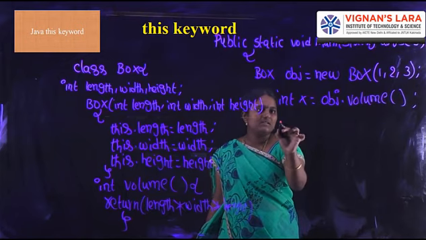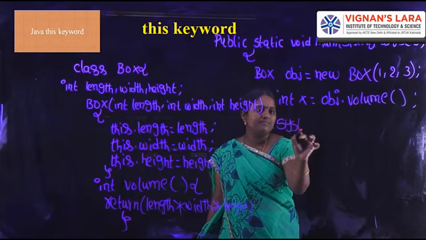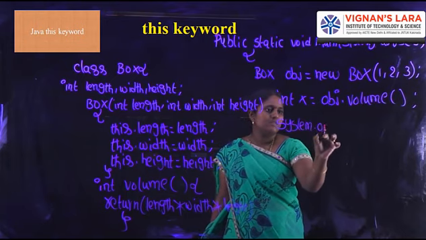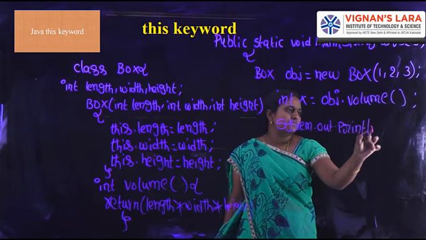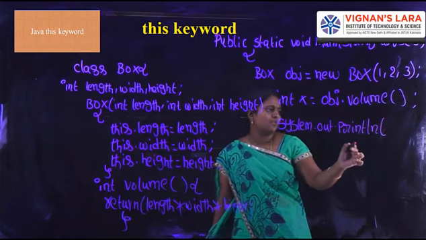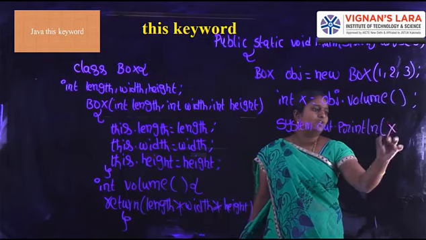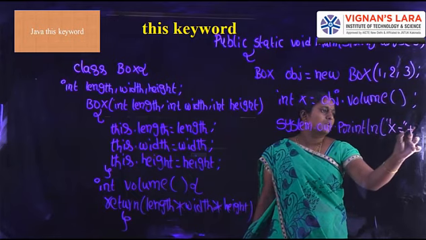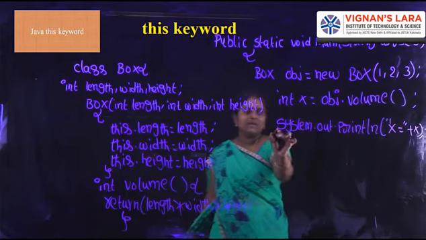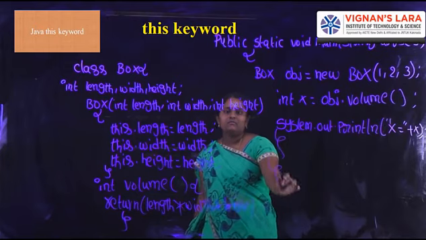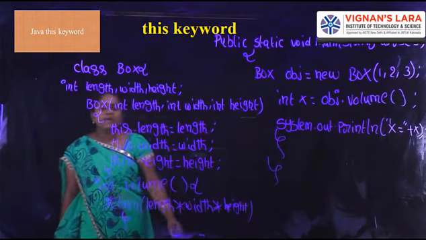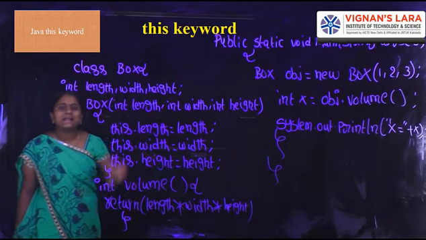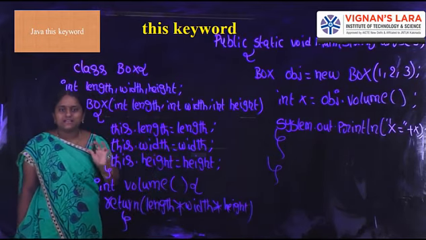Here System.out.println, x equal to plus x. Then we close the main method body and the class body. So what is the importance of the this keyword? The this keyword can be invoked inside any method and inside any constructor.